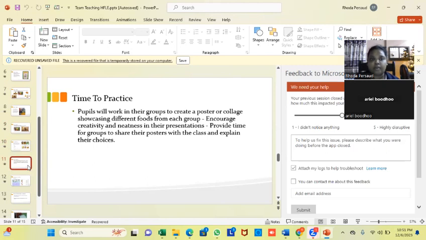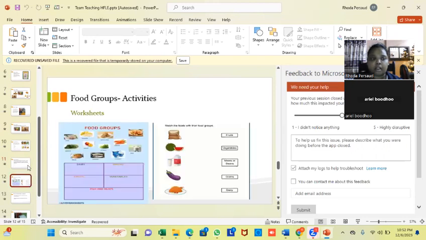Now, students, you will place yourselves into the groups that you are already in, and we will create a poster using the different food groups with pictures of different food groups like these, right? Good. Also, we will do some worksheets. I will share out the worksheet. Here you go.